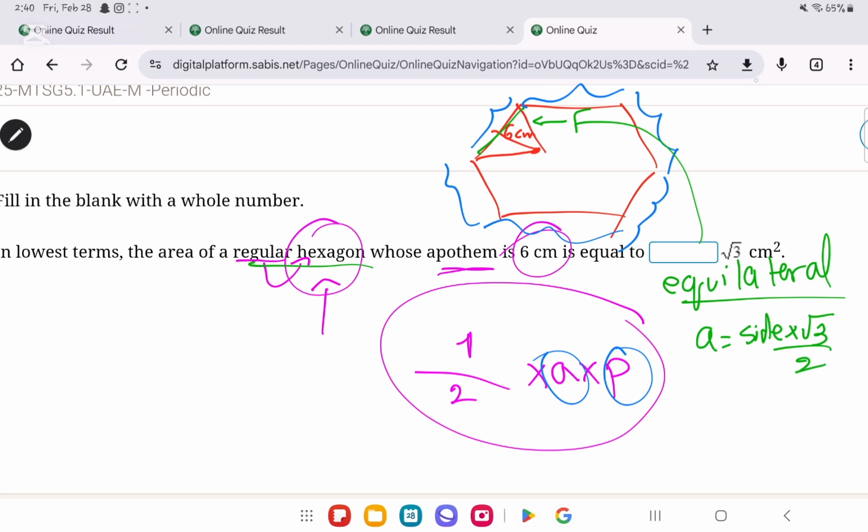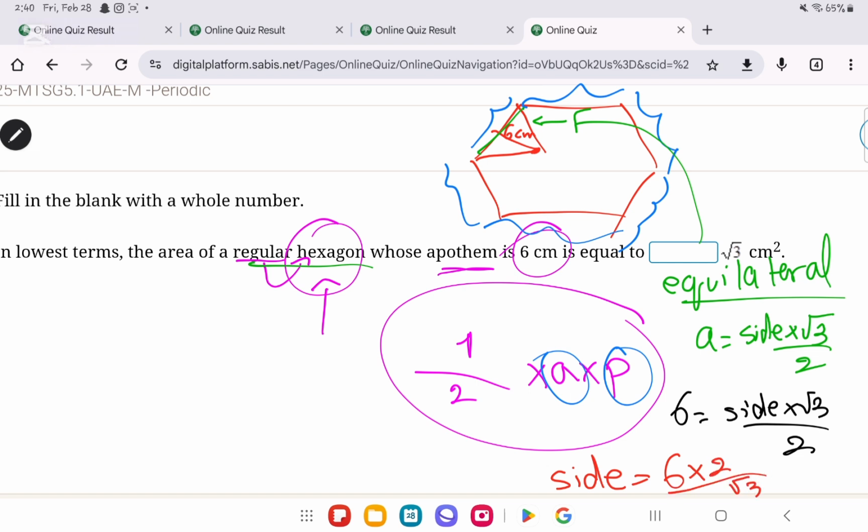So in this case, it is our job to find what? To find the side. So very simply, apothem, which is 6 centimeters, is equal to side times radical 3/2. Move it to the other side, you get that side is equal to 6 times 2 over radical 3. If you put 6 times 2 over radical 3 on the calculator, you are gonna get that the side is 4 radical 3. So, very simply, we just found the side to be 4 radical 3.